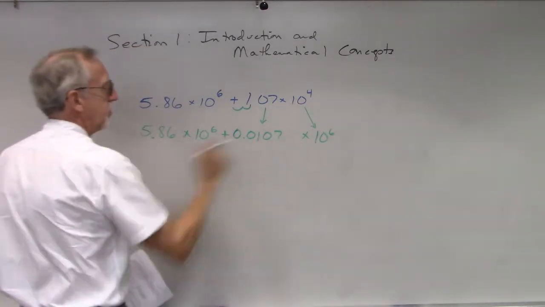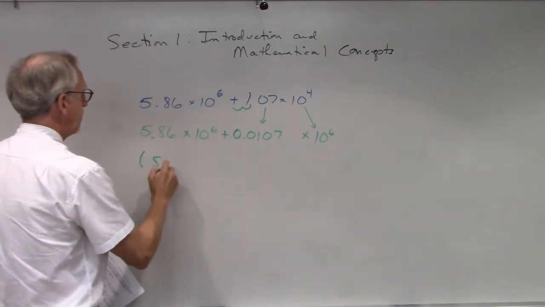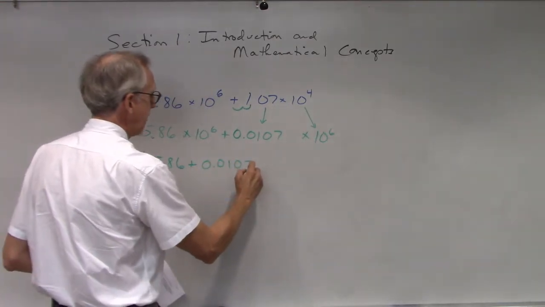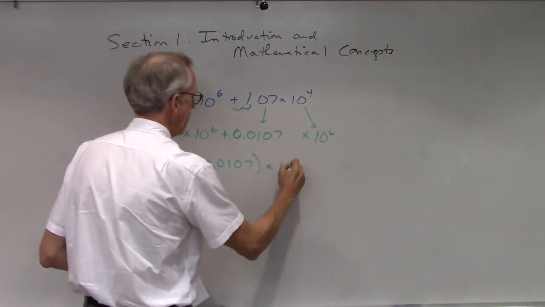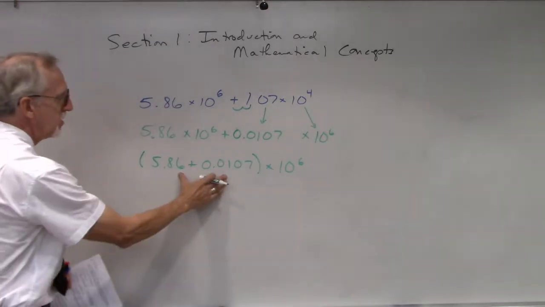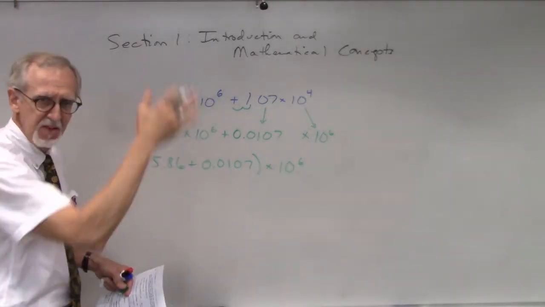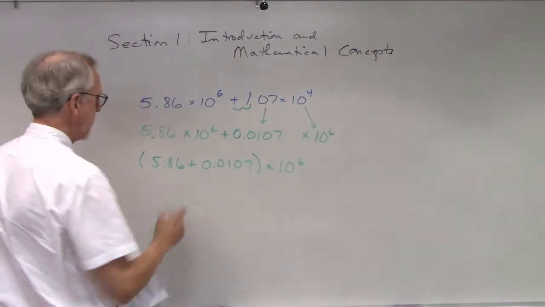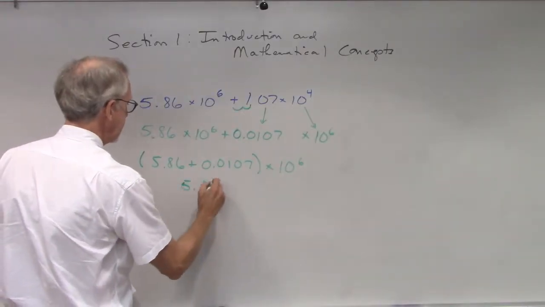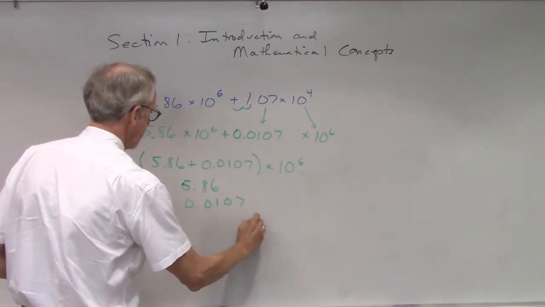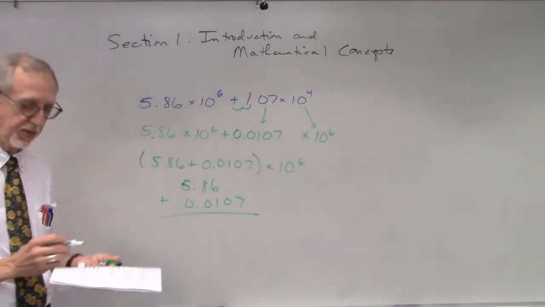Now we can factor out the 10 to the 6th, and we have 5.86 plus 0.0107 times 10 to the 6th. Now let's add these two quantities together. What do we have? Well, let's write them like you used to when you first learned addition. 5.86 plus 0.0107. And what do we get when we add these together?